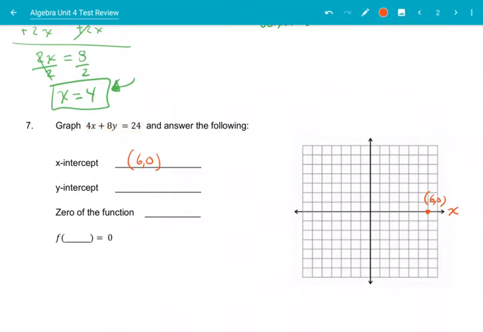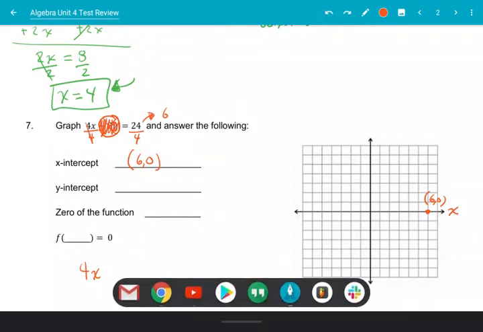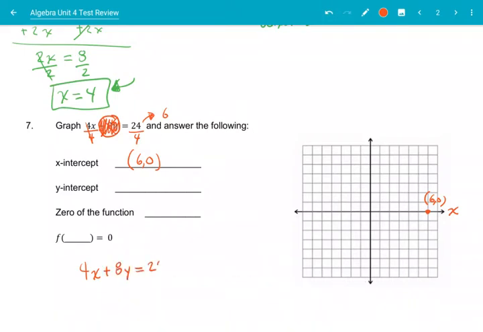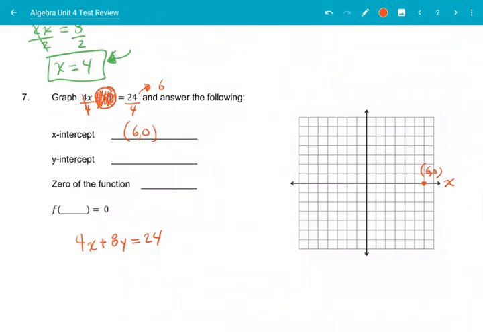Erase all this just for now. Well, you know what? I'll keep that up there. I'll just rewrite it down here. 4x plus 8y equals 24. So this is the part that goes away now, so I'm just going to erase that. 8y equals 24. Let's divide by 8. Y equals 3. So the y-intercept is 0, 3. Let's go to 0, 3 on the y right there. And now we can draw a line through those 2 points as best as we can.